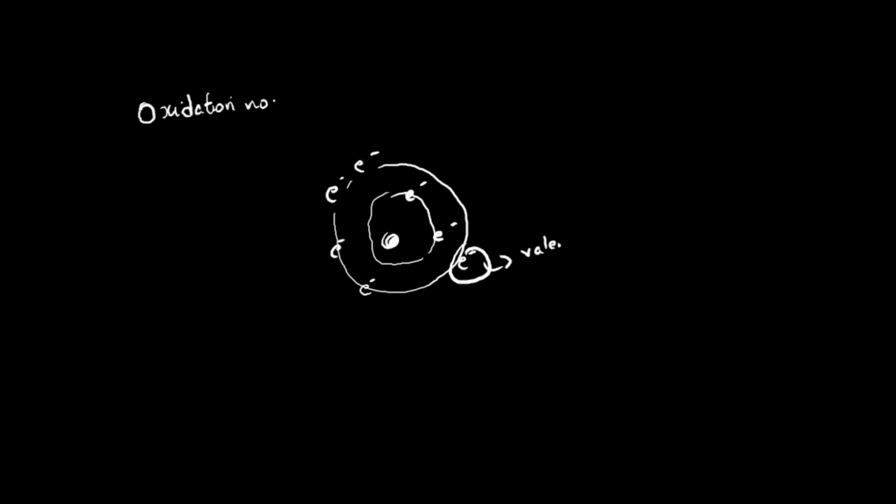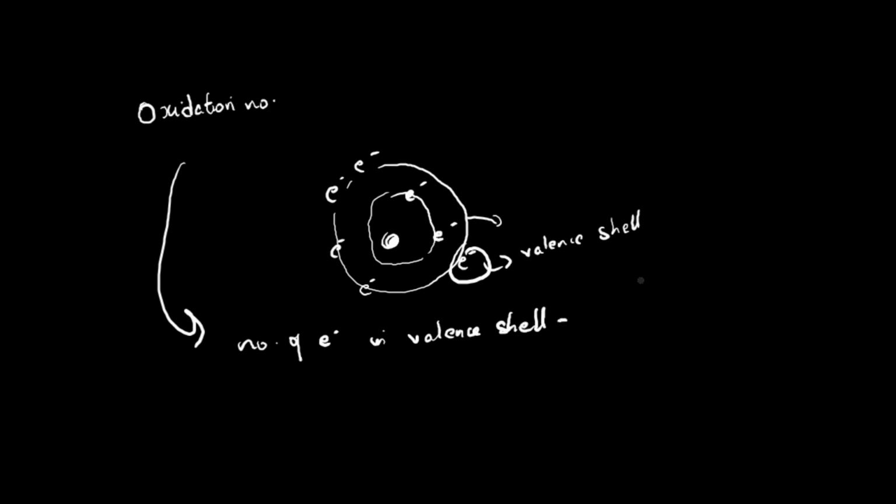Now what is oxidation number? I showed you yesterday the structure of the atom. In the structure of the atom, you saw electrons revolving around it. The last shell is called the valence shell. Take the number of electrons in the valence shell and subtract the number of electrons left after bonding, after the bond is formed between two atoms. That is called the oxidation number. So different atoms have different oxidation numbers.